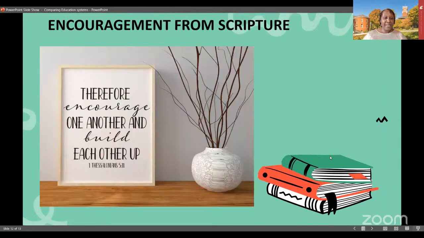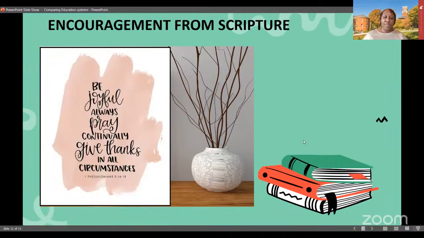And then 1 Thessalonians 5:11 says, "Therefore, encourage one another and build each other up." We want to thank God so much for platforms like this, where we can share information and help build each other. So let's continue to do that, as this scripture says.